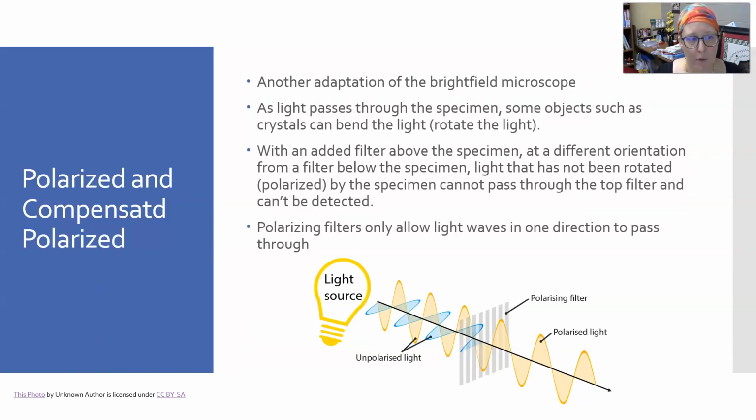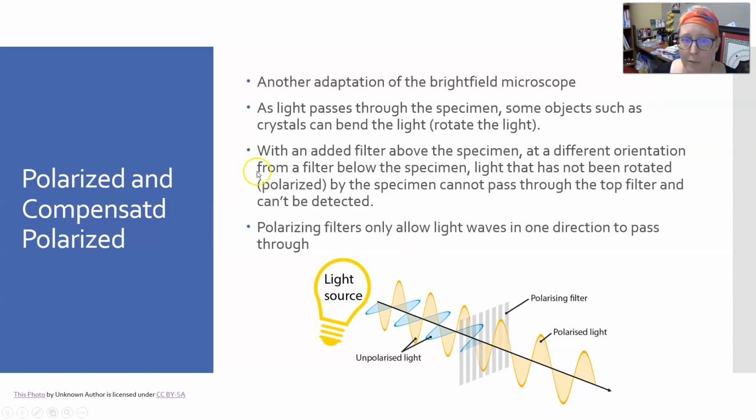And then we have a polarized or compensated polarized microscope. So it is another adaptation of the Brightfield microscope. In this one, as light passes through the specimen, some objects, such as crystals, can bend the light, so it just rotates the light.